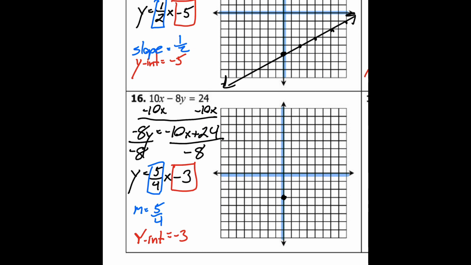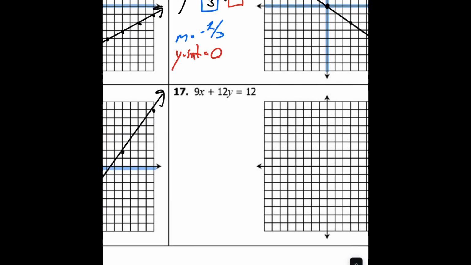1, 2, 3, 4. Put a dot. Up 5 and to the right 4. Up 1, 2, 3, 4, 5. To the right 1, 2, 3, 4. And we put our dot. We're going to connect our dots through the whole graph. Close enough. Draw our arrows. Last one.